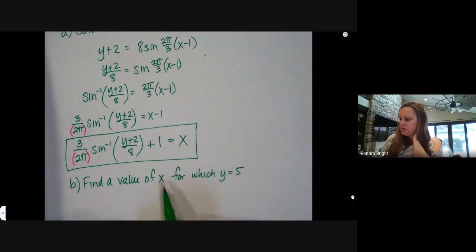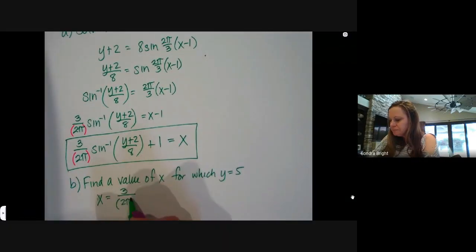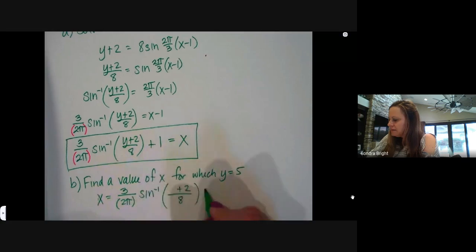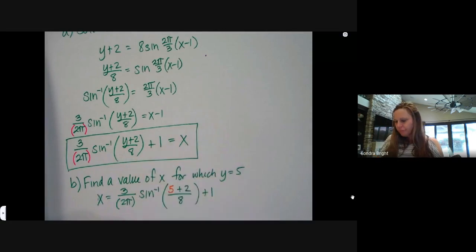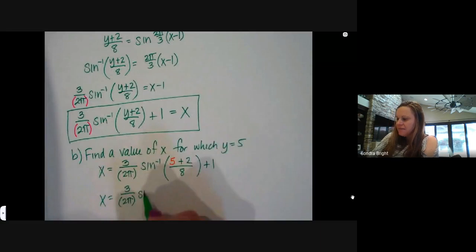All right, I'm going to use this answer here from part A, that x is equal to 3 over, putting parentheses around my 2 pi, times inverse sine of y plus 2 over 8, plus 1. But I'm going to plug in a 5 for the y. So then I've got x is equal to 3 over 2 pi times inverse sine of, add the 5 plus the 2, and you'll get 7 over 8, plus 1.